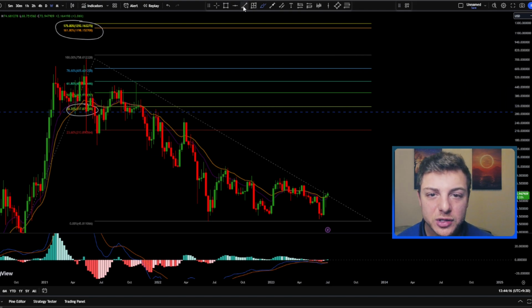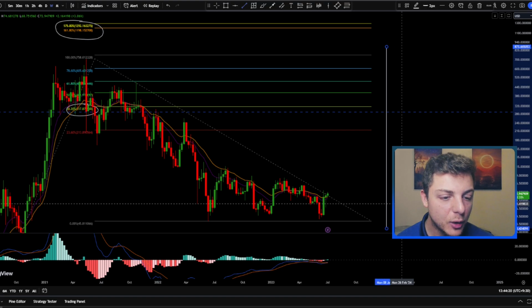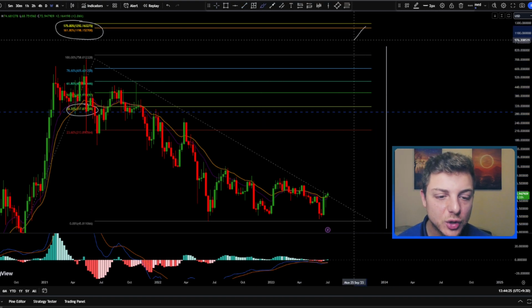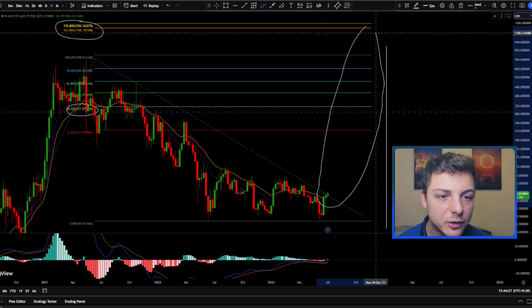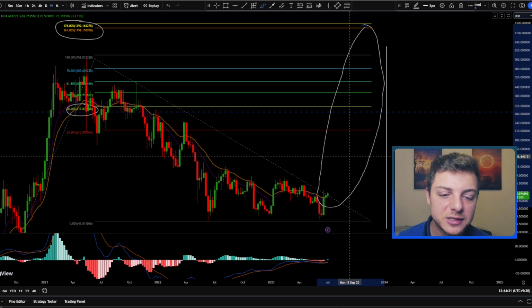As you can see, if I was to do a vertical line right here, this would basically be the end of 2023, and we'd be starting 2024. So we really don't have much time in this area. We would literally need to skyrocket to the upside 2,000% to be able to make that move.